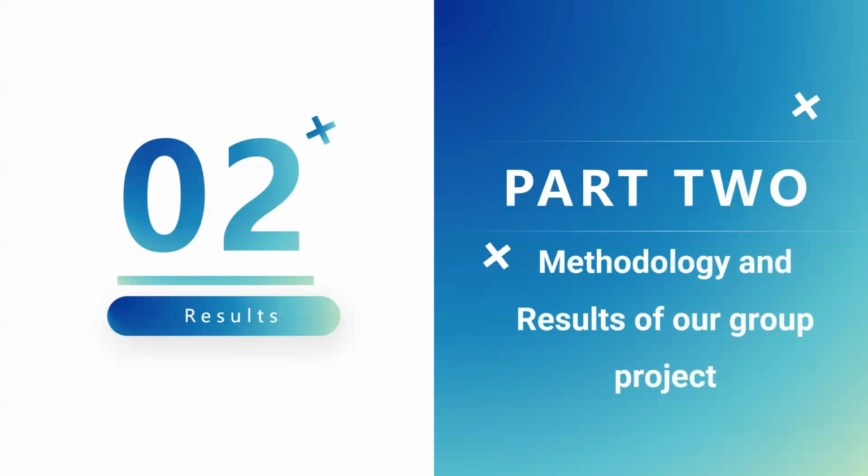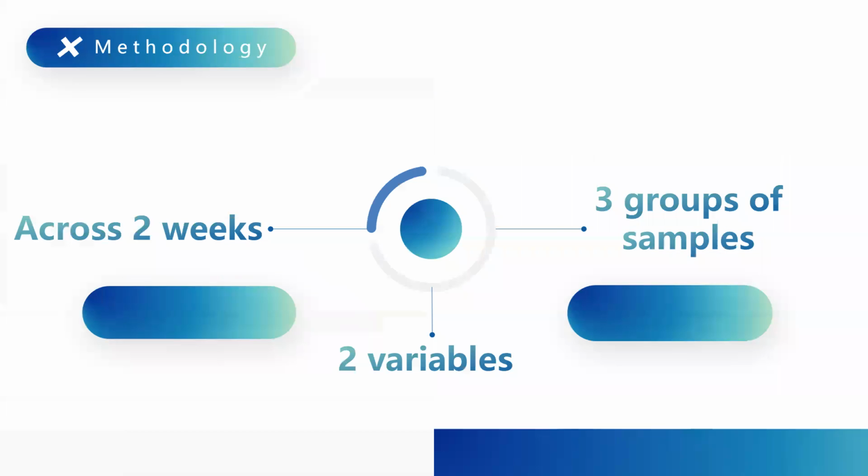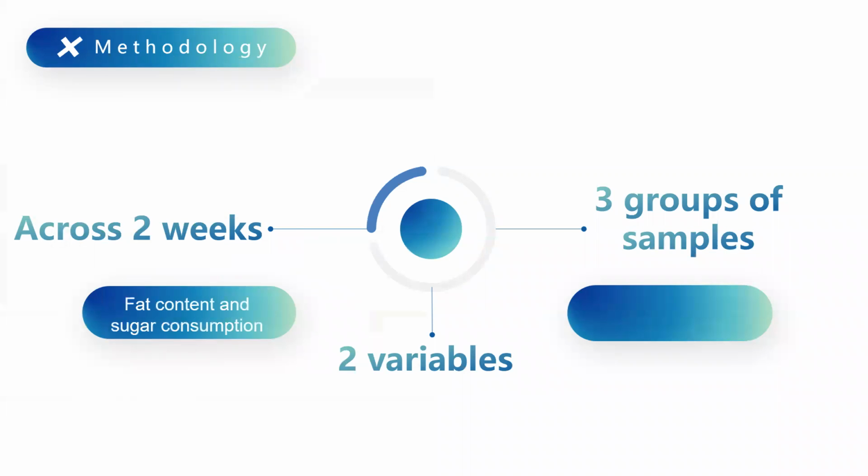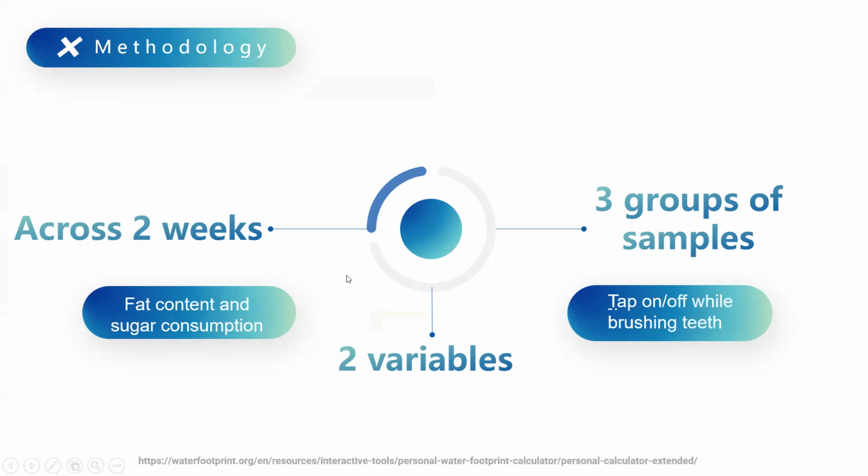So we'll talk about the methodology and results of the group project now. Across two weeks of data collection, we managed to test two variables, and we have three different groups of samples. The two variables are the fat content and sugar consumption level, and whether your tap is turned on or off while brushing your teeth.